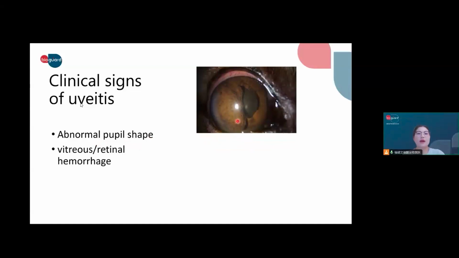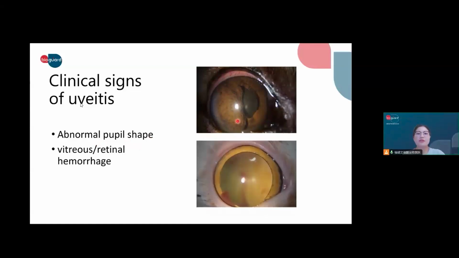And less often, posterior vitreous or retinal hemorrhage could be seen through the pupil. Here. So far, all of these symptoms I've just shown you can be observed directly in front of the eye. Right? We can see all of these symptoms just in front of the eye.